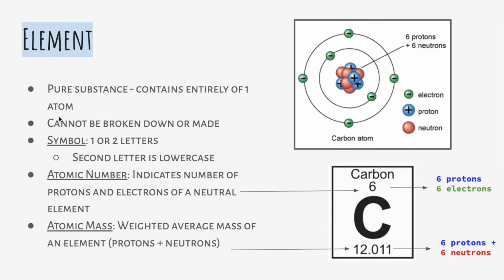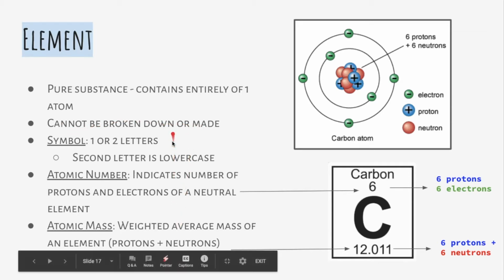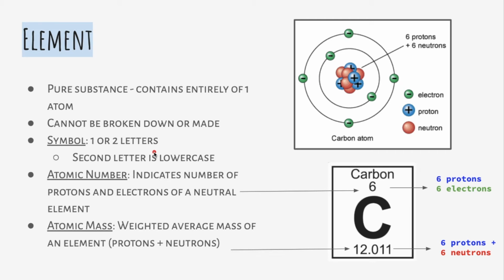So for example, our diatomic elements include hydrogen, oxygen, fluorine, nitrogen, bromine, iodine, and chlorine. If we consider oxygen out in the world, it's going to be O2. Even though there are 2 atoms, they're still the same kind of atom. They're still both oxygen atoms, so it's still considered a pure substance or an element. Elements also cannot be broken down or made, and they're represented by these 3 different things on the periodic table.